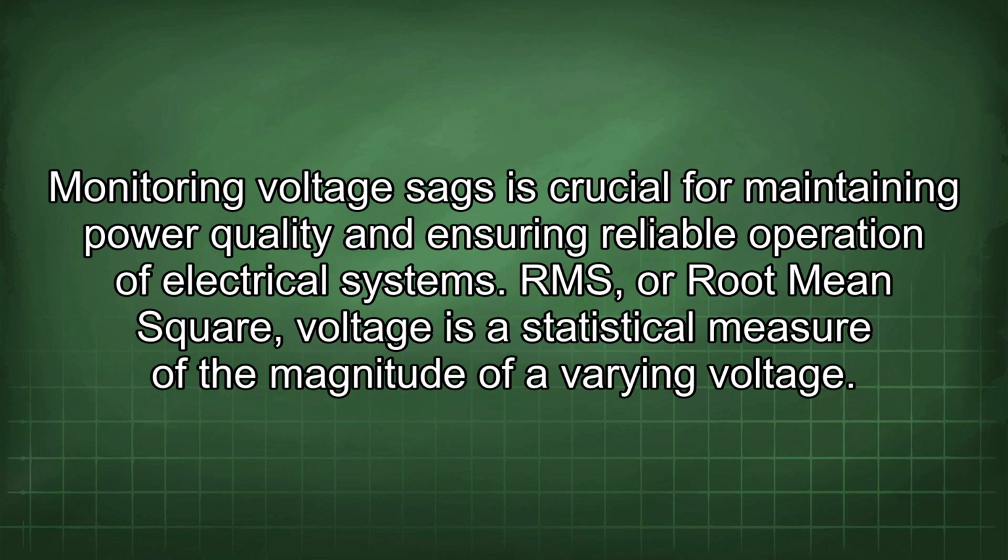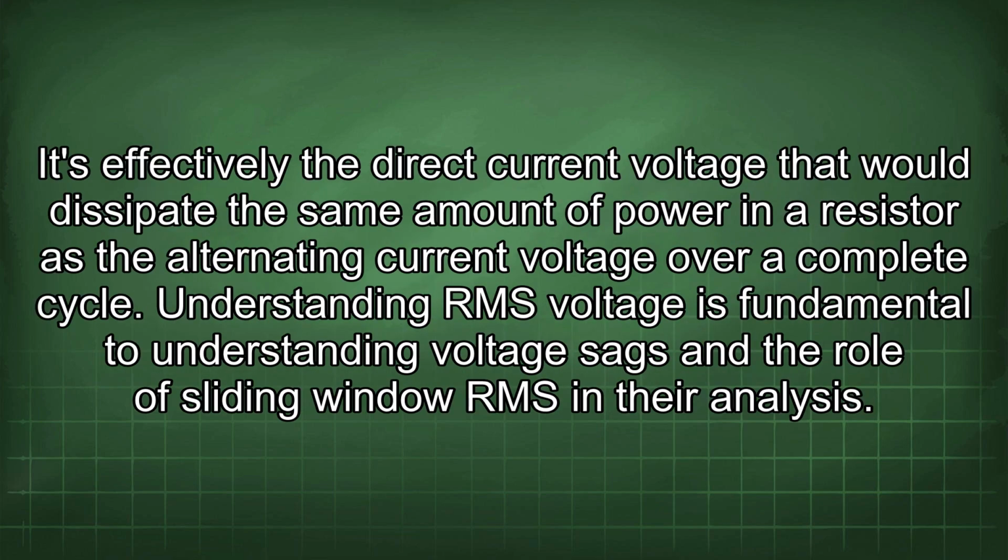RMS, or root mean square, voltage is a statistical measure of the magnitude of a varying voltage. It's effectively the direct current voltage that would dissipate the same amount of power in a resistor as the alternating current voltage over a complete cycle. Understanding RMS voltage is fundamental to understanding voltage sags and the role of sliding window RMS in their analysis.